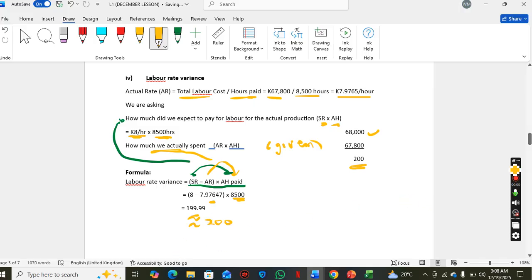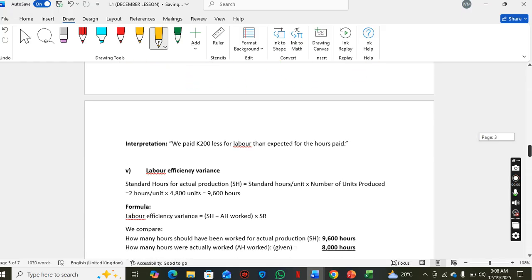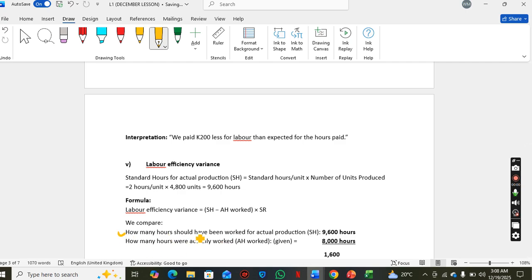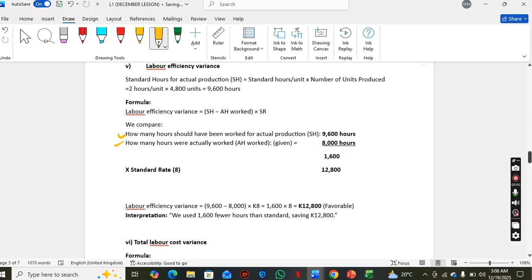Next, we're going to the labor efficiency variance, and this is basically what we're asking: how many hours should have been worked for the actual production versus how many hours were actually worked? It can also be written as a formula: standard hours minus actual hours multiplied by the standard rate for labor. Now with the efficiency variance, you're not going to focus on the labor hours paid for. That's only for the labor rate variance. Here we're going to focus on the actual hours worked.